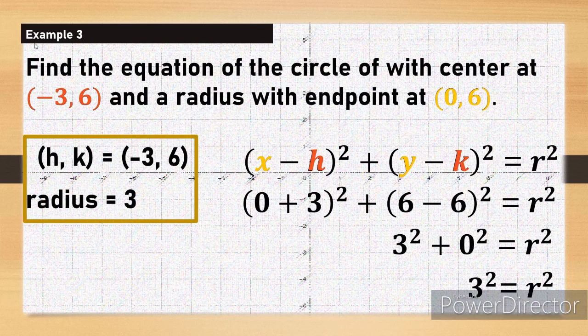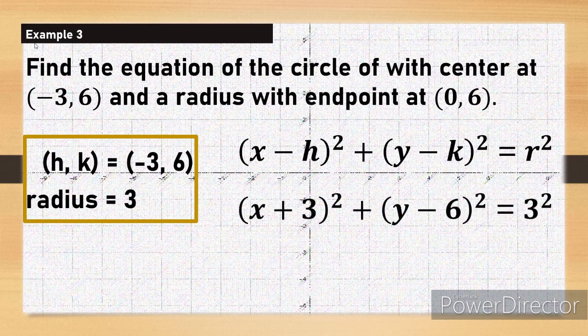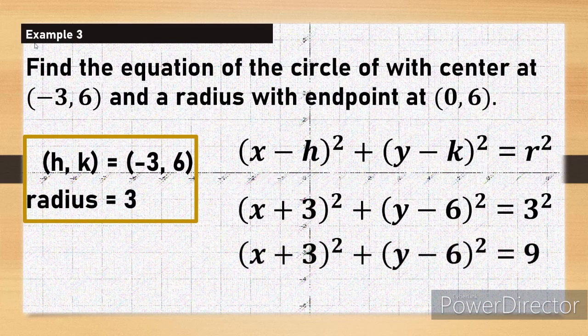We already have the values of our h and k, or the coordinates of the center, and the length of the radius. So, we can now easily find the equation of the circle. By substitution, we have quantity x plus 3 squared plus quantity y minus 6 squared equals 3 squared. And 3 squared is equal to 9. So, this is the equation of the circle.